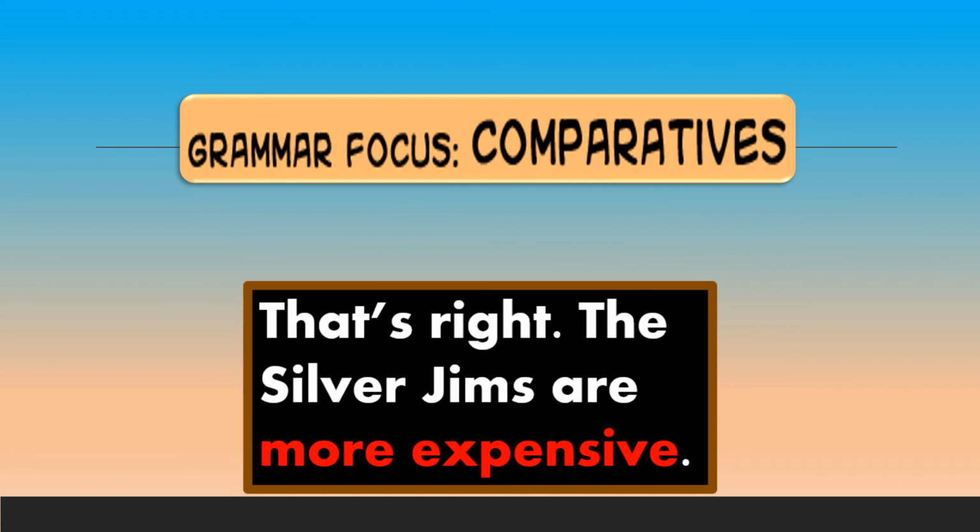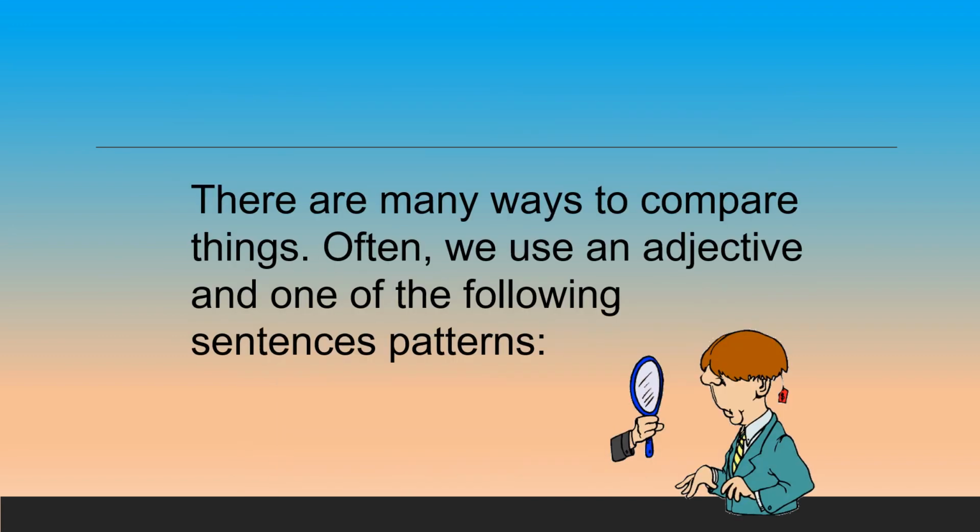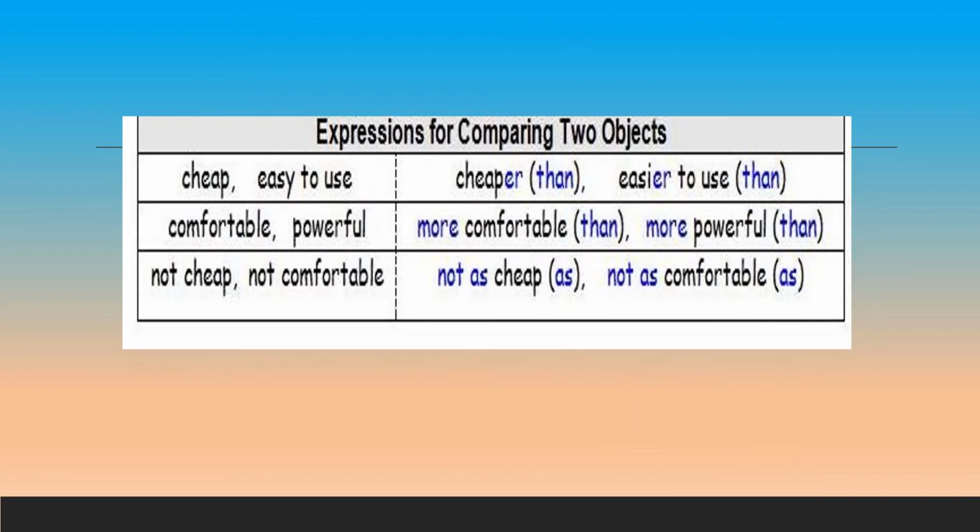Grammar focus on comparatives. We talked about this, I think, in our final week of class. Unfortunately, we didn't get to do our little shopping game, but there are many ways to compare things. Often we use an adjective, 형용사, in one of the following sentence patterns. So cheap and easy to use: cheaper than, easier to use than.